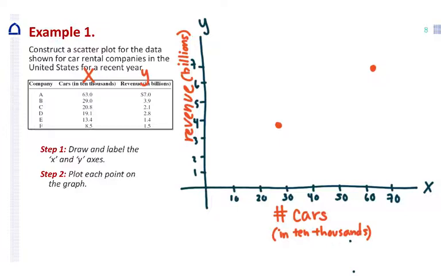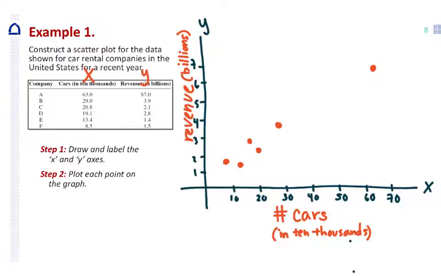20.8 and 2.1 billion. That's about right there. 19.1 and 2.8 billion is about right there. And 13.4, 1.4 is about right there. And lastly, 8.5 and 1.5. Okay, so this is our scatter plot.